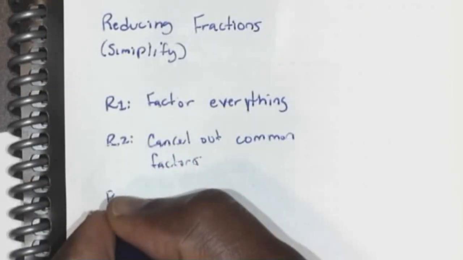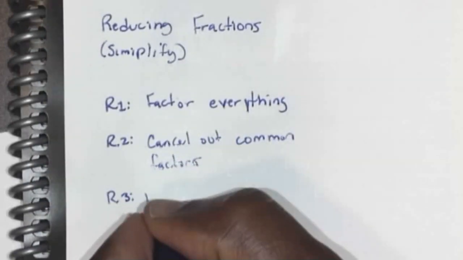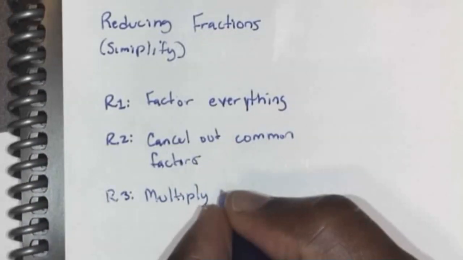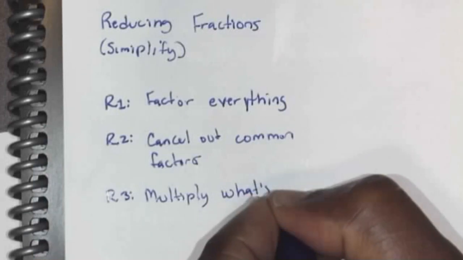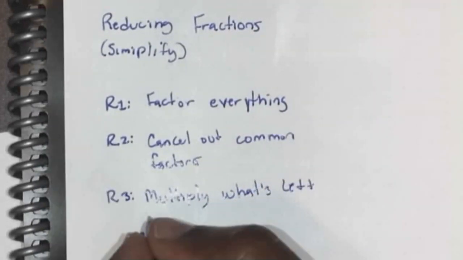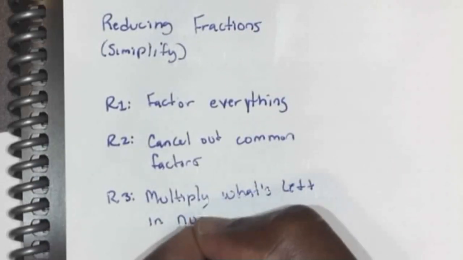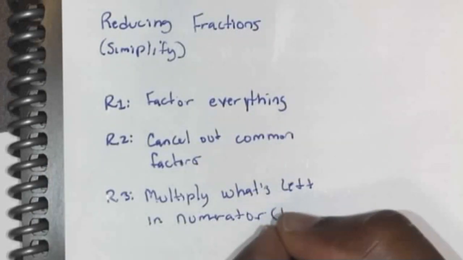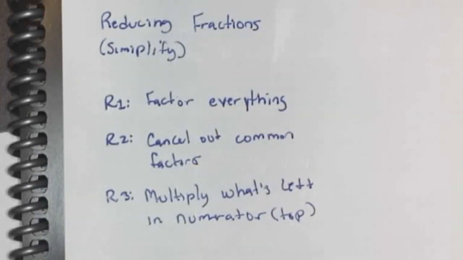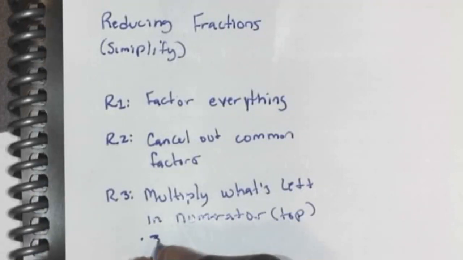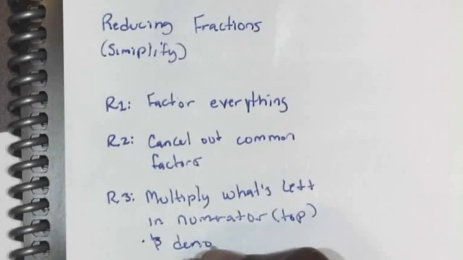And rule 3. Multiply what's left in the numerator. What's the numerator? What part is that? It's the top. All right, multiply what's left in the numerator. And then you do the same, what's left for the denominator.